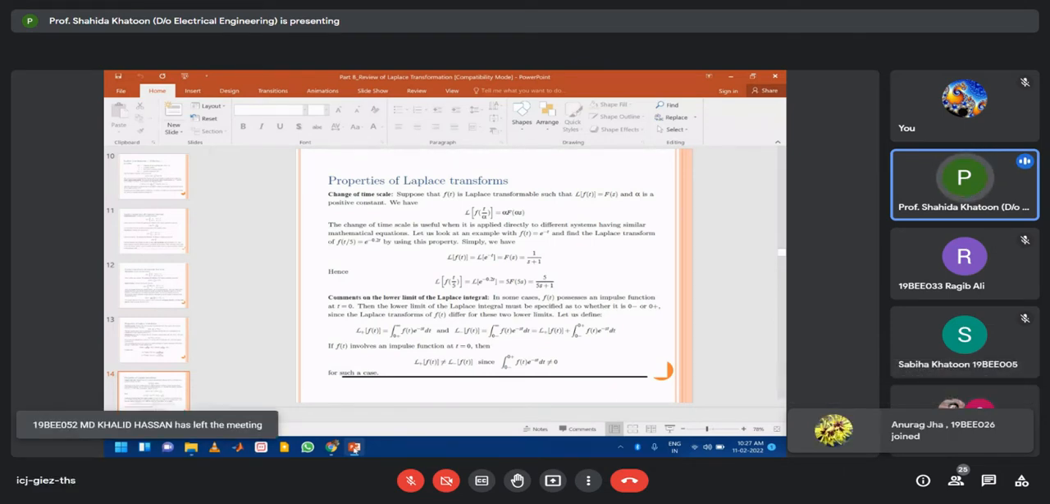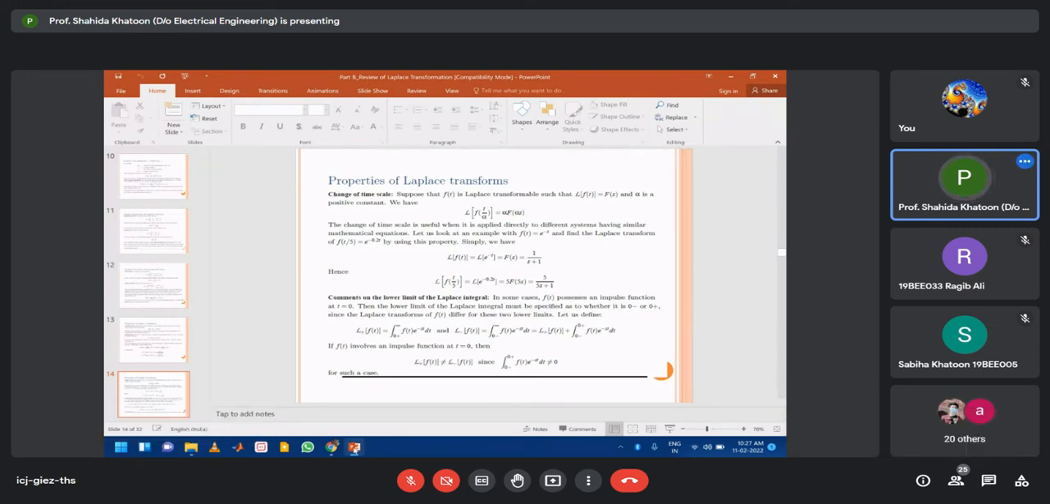For example, if f(t) is e to the power minus t, then find the Laplace transform of f(t/5). Okay, so replace t by t/5. So the function becomes e to the power minus 0.2t, right? By using this property, we can say that the Laplace transform of f(t) equal to e to the power minus t is F(s) equal to 1 upon s plus 1. Hence, the Laplace transform of f(t/5), which is e to the power minus 0.2t, is 5 F(5s), so it becomes 5 upon 5s plus 1. All right.